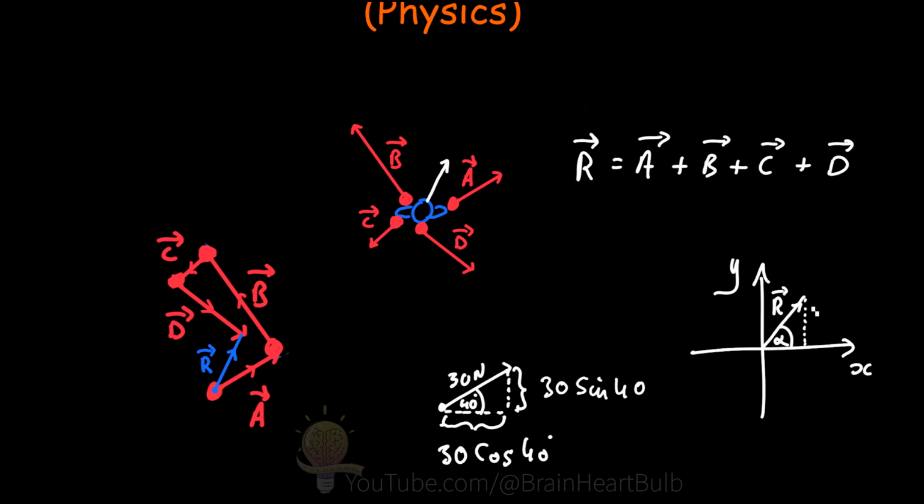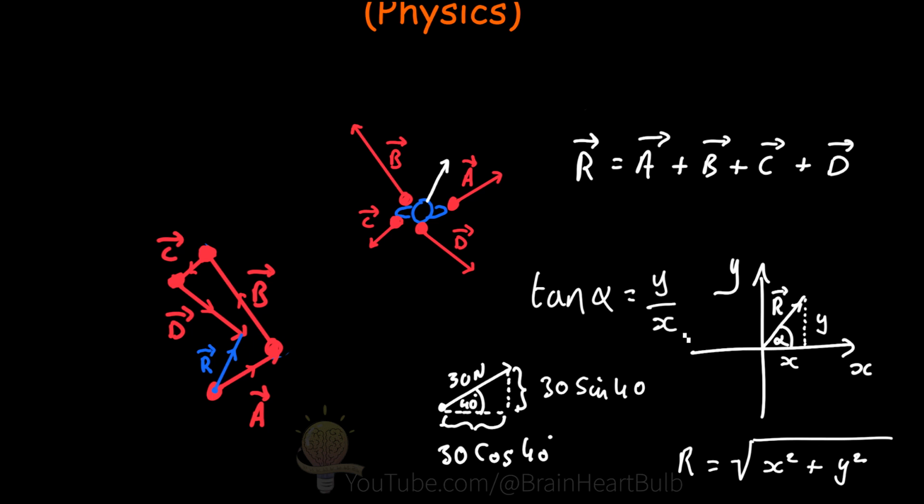So if the y component here, and the x component is the sum of all the x and y components of these vectors, we can find r using this equation here. And the angle would equal this. But I'll discuss this in far more depth in the next lesson.